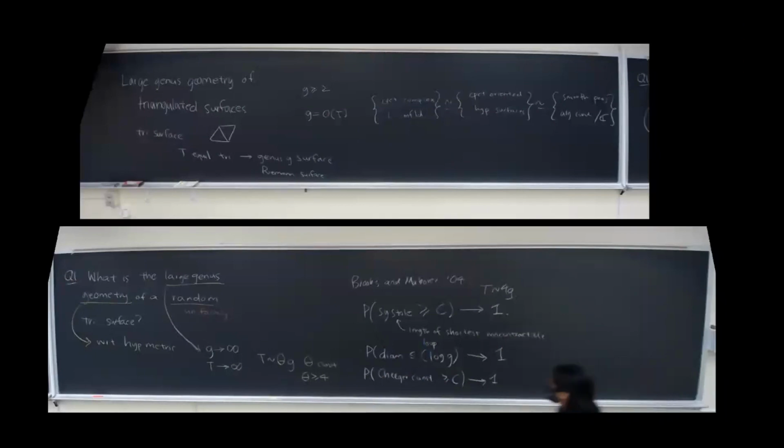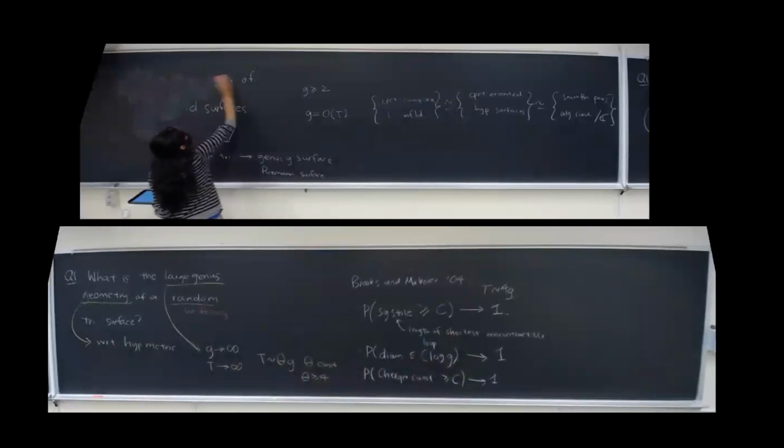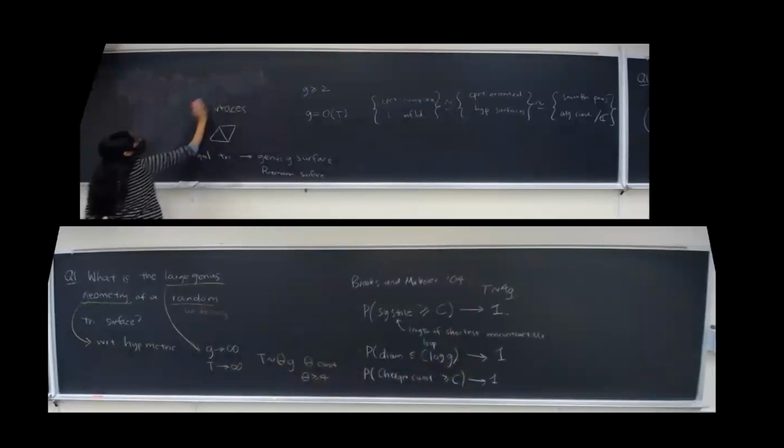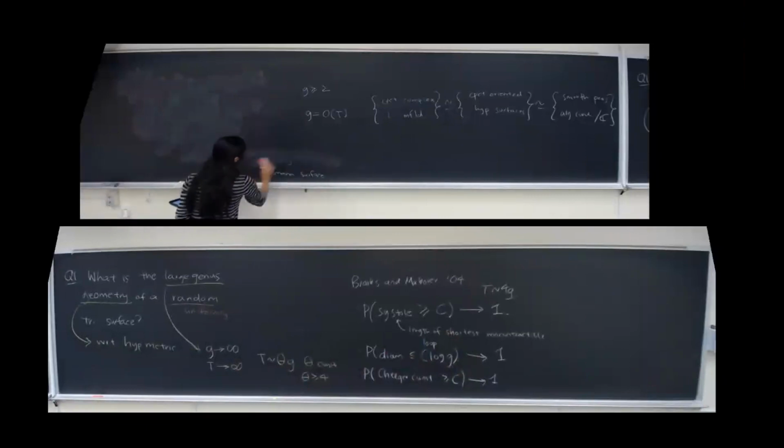So now let me ask a related question. By the way, if you try to imagine a surface with the properties I wrote down, like diameter around log g and Cheeger constant greater than C, it's quite difficult to do so, because such surfaces don't embed very nicely in R3. Very isometric.